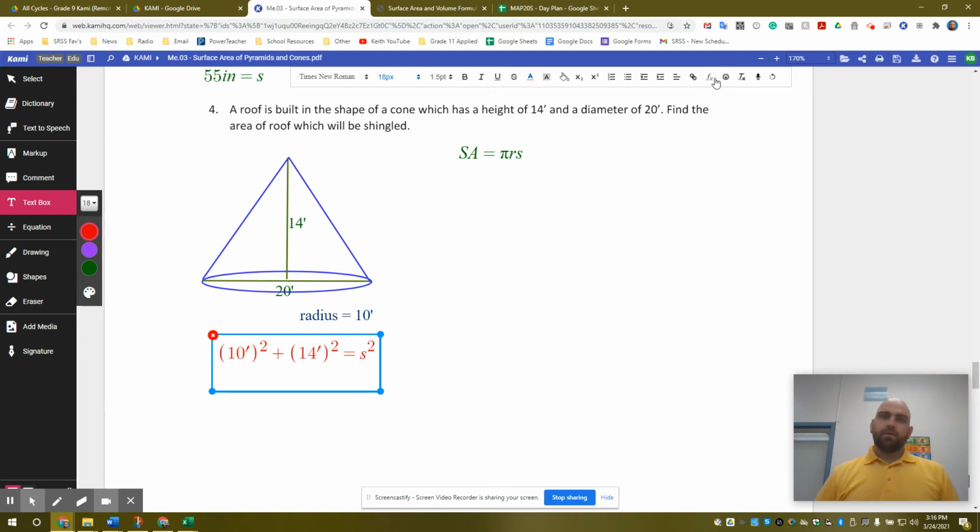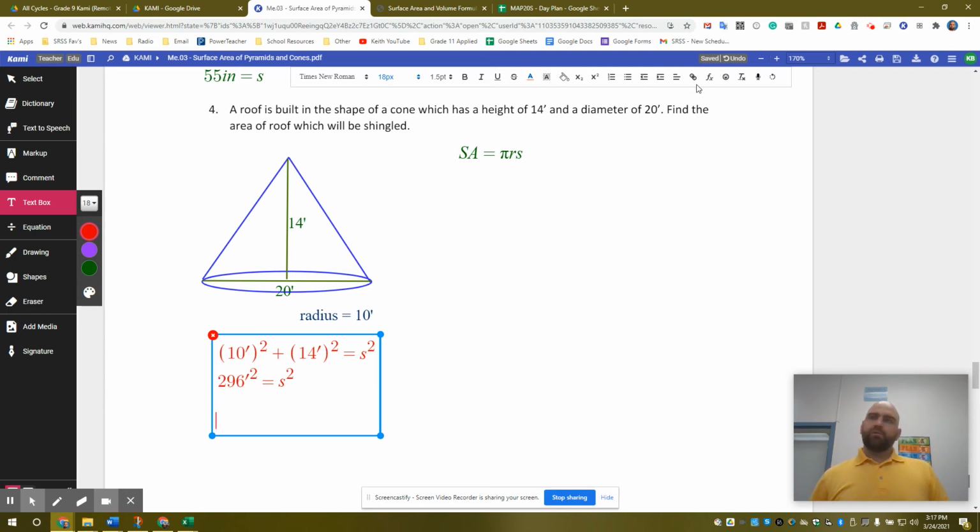So 10 squared plus 14 squared gives us 296 feet squared is equal to S squared. Okay. Now, I'm not overly concerned about you having the units in this part here. Make sure you have your units at the end. And anytime you're labeling anything, make sure that you're putting units in there.